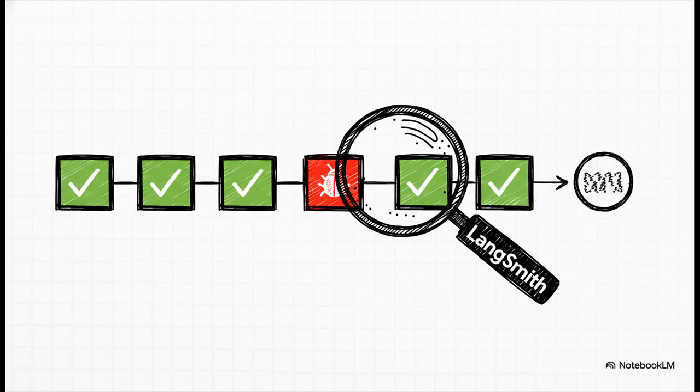Think about your app as a chain with many links. Without a tool like LangSmith, you only know that the final output failed. But with it, you can see precisely which link in that chain broke. Was it a bad prompt, a hallucination, a tool that errored out? LangSmith pinpoints the failure, so you're not just wasting hours guessing.